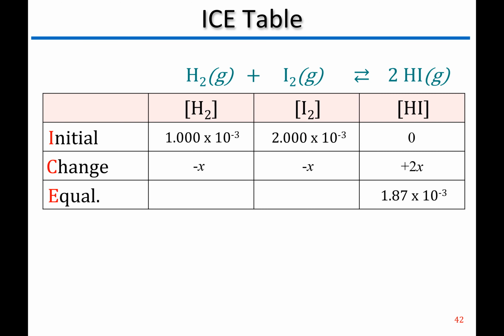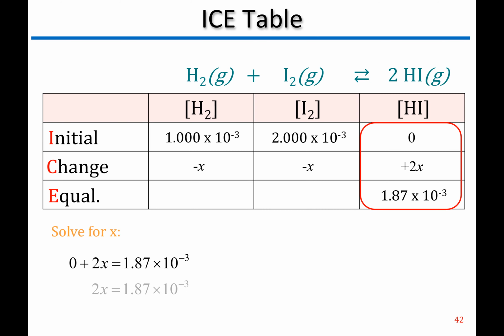So we'll represent H2 and I2 as just minus x. Why minus x? Because we know that they're going down by some quantity, and we're going to represent that as x. Minus x because it's going down, and minus 1x because each one of them has a 1 as a coefficient. And then HI we'll represent as plus 2x. Plus 2x because we know it's going up by the same quantity, but 2 times that quantity. So you'll base those just basically on their coefficients.